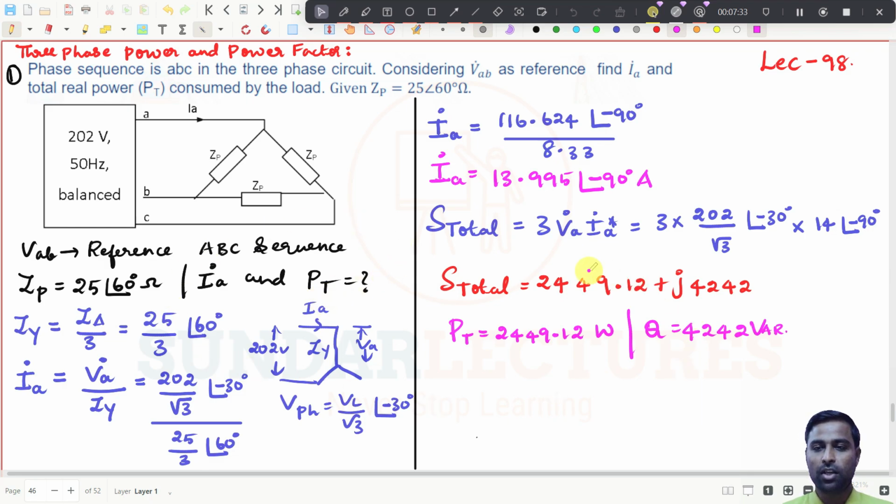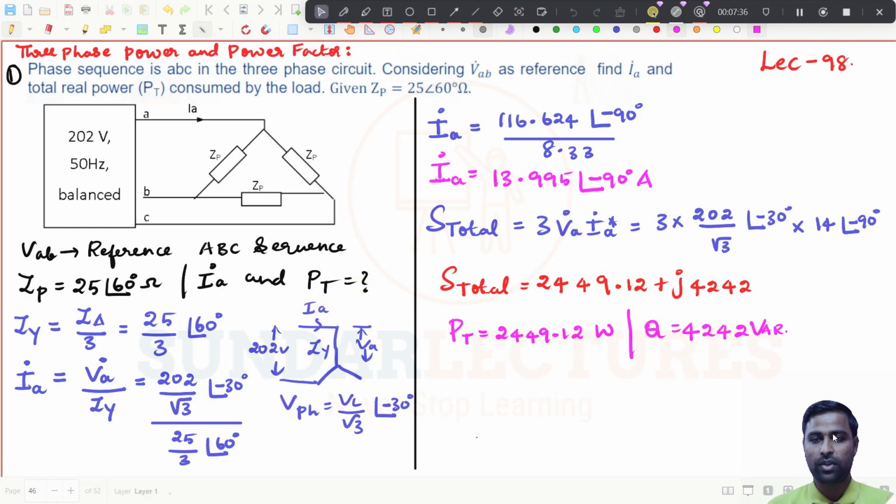So this is how you need to get the values of real power and the line current IA. Try to understand, they have given you a delta connected load here. What we have done is convert the delta connected load into an equivalent star connected load, and then proceeded. Why star? Because to find IA in a star connected load is very simple, since IA is equal to I phase.